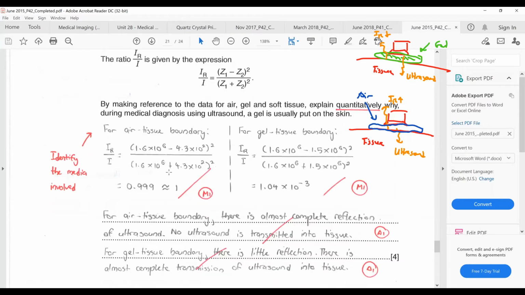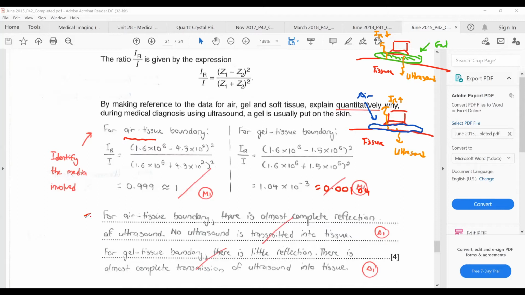So at some point when you do this, you should be getting this answer already. For air tissue boundary, you're getting a ratio of 0.99999. That means you have a lot of intensity reflected. For gel tissue boundary, you're getting 1.04 times 10 power minus 3, which is actually 0.00104, which is very little intensity reflected. Okay, so you have shown this.